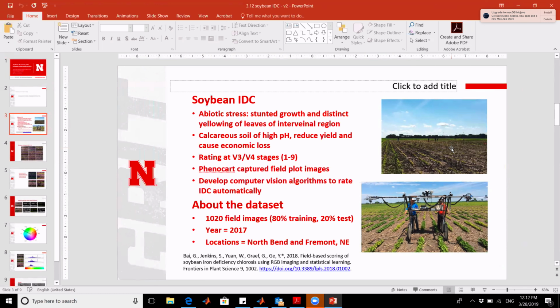So that's the background about the data collection. Over the 2 years, this is actually 2017. We got a bunch in 2016, I guess we didn't put it in there. So we got about 1,000 images.